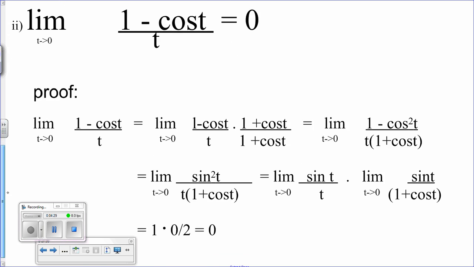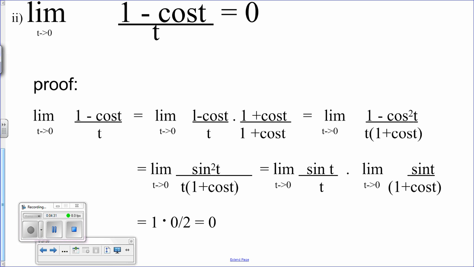Now, I have the proof for this written down. I just want to see if you guys can pick out how I could do all this. So we're looking for this original limit. What allows me to multiply by this?